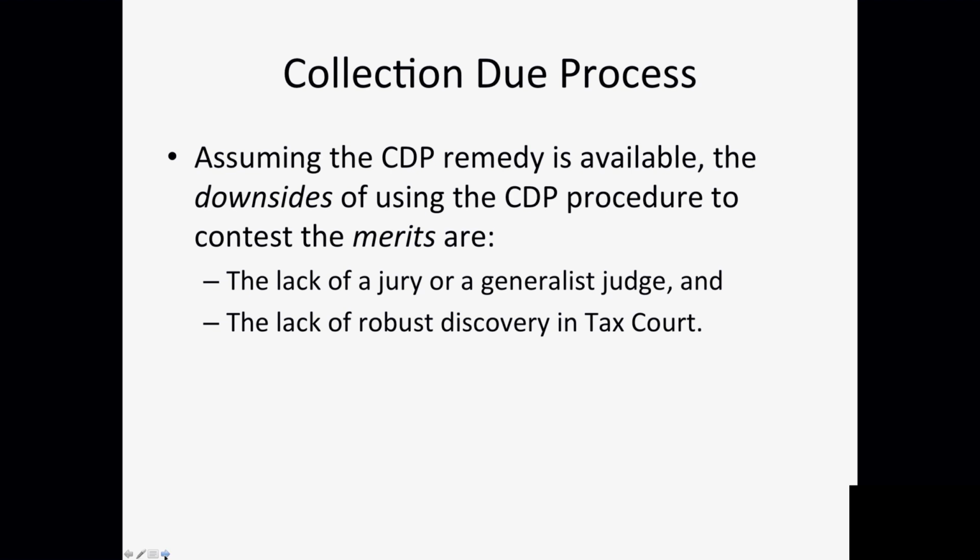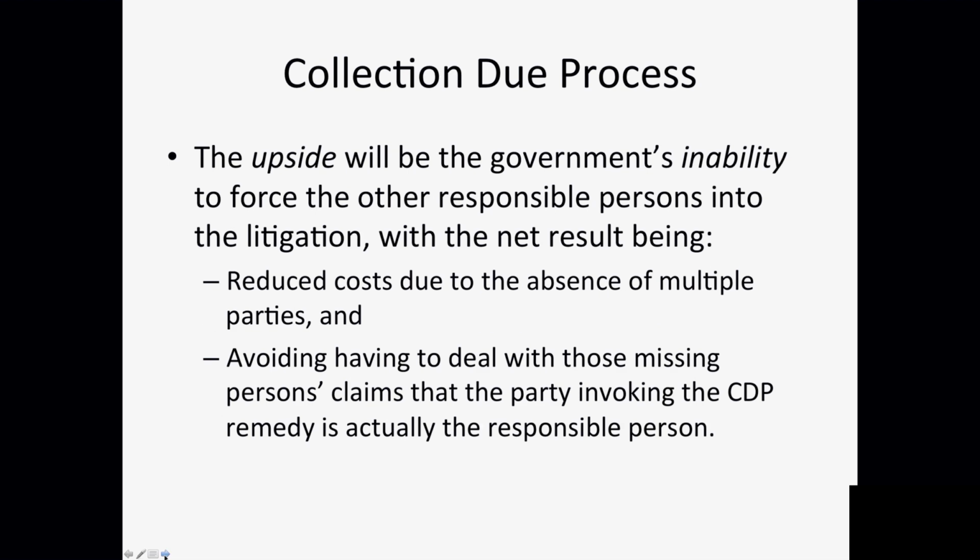Assuming the collection due process remedy is available, the downsides of using the CDP procedure to contest the merits are the following. First, the lack of a jury or a generalist judge, and second, the lack of robust discovery in tax court. The upside will be the government's inability to force the other responsible persons into the litigation, with the result being reduced costs due to the absence of multiple parties, and second, avoiding having to deal with those missing persons' claims that the party invoking the collection due process remedy is actually the responsible person. So in other words, cross-claims.